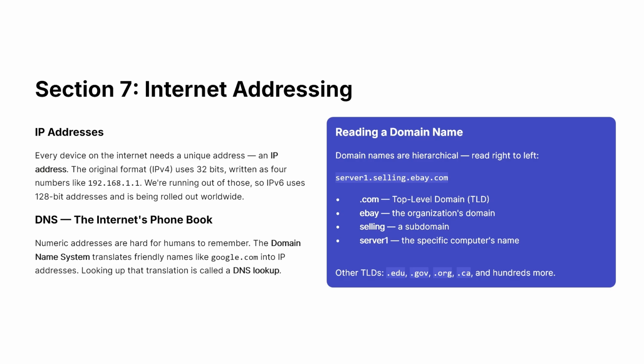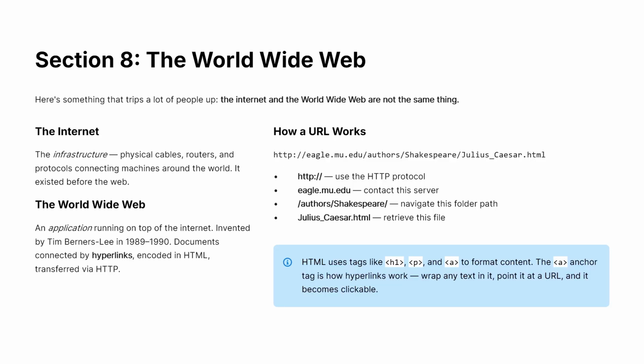Before that is the organization's domain. Before that are subdomains. So server1.selling.ebay.com tells you the computer is named server1, in the selling subdomain, in the eBay domain, in the commercial TLD. Neat. Here's something that trips people up.